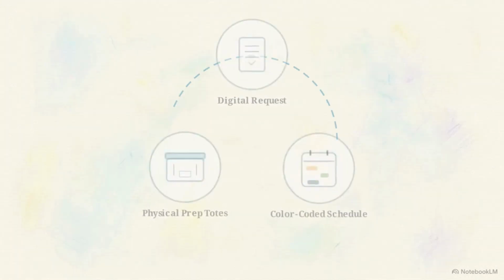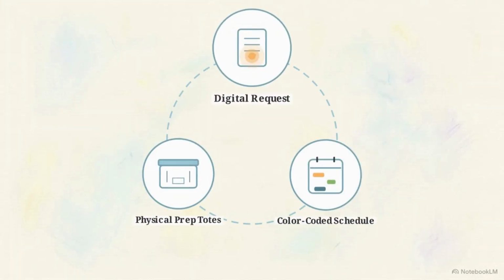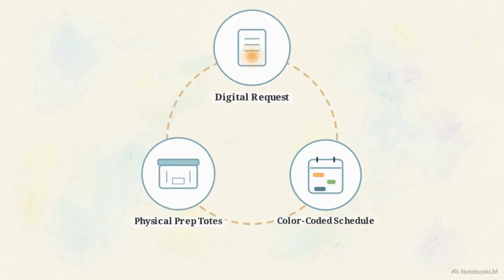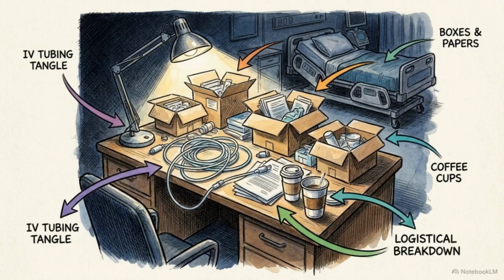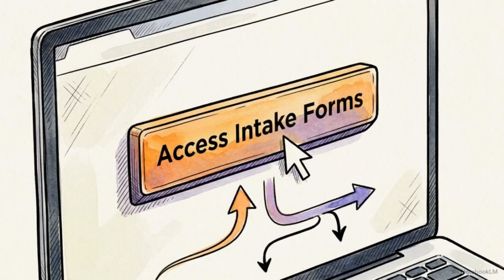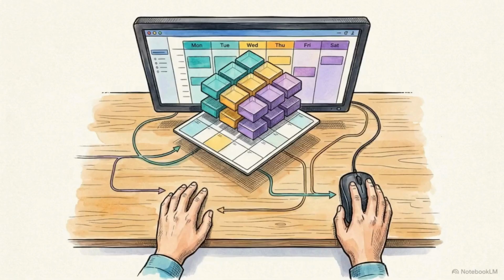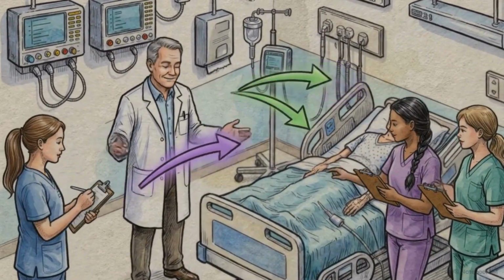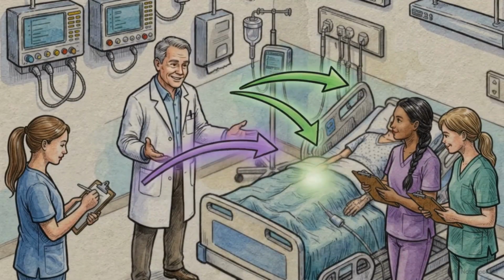You now have a fully connected loop. A mandatory 2-week digital request feeds directly into a view-only color-coded schedule, which then triggers the deployment of your standardized physical prep totes. The old reality of scrambling for rooms and staying late to gather supplies is replaced by a predictable workflow that simply runs in the background. To get started immediately, you can download the free request form templates from the provided links and begin mapping out your new calendar today. This system effectively safeguards your schedule, ensuring that your energy is spent on instruction and learner outcomes rather than logistical troubleshooting.